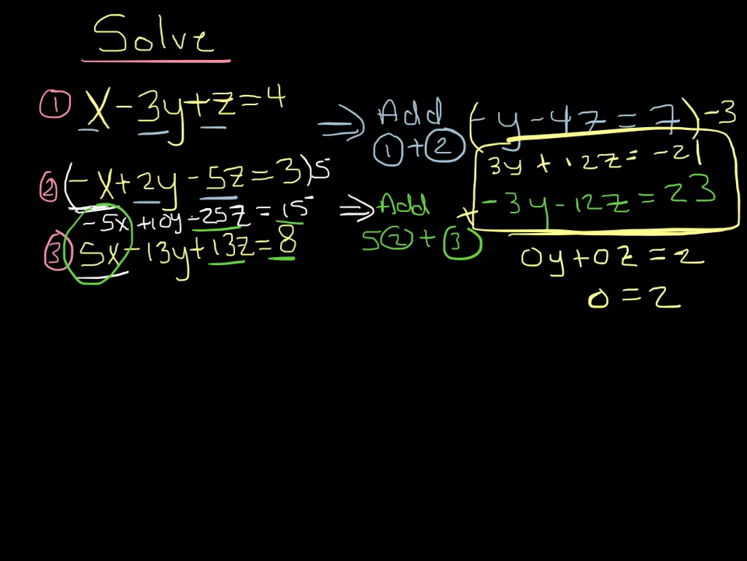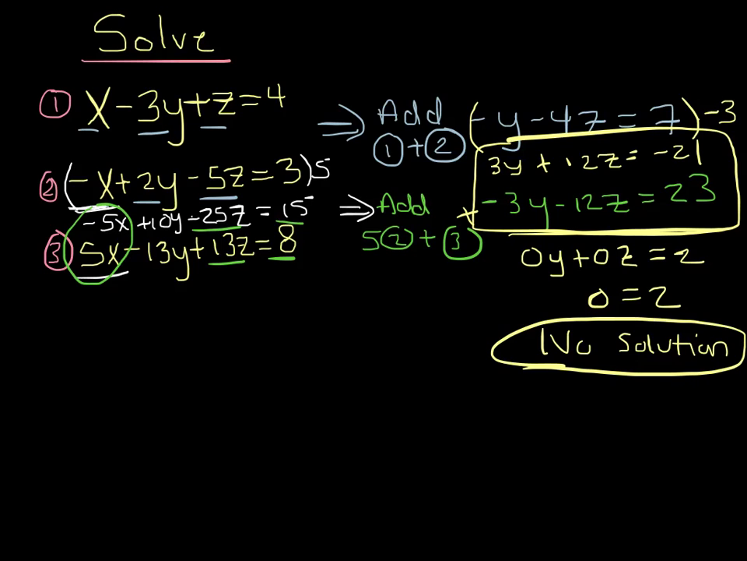So I just get 0 equals 2. Now, is that a true statement? It's absolutely not. And so our answer is that there's no solution. Whenever you get a false statement like that, it means there's no solution.